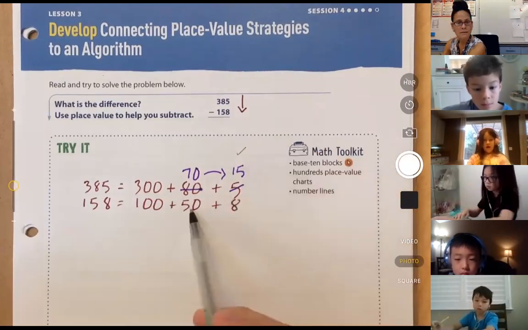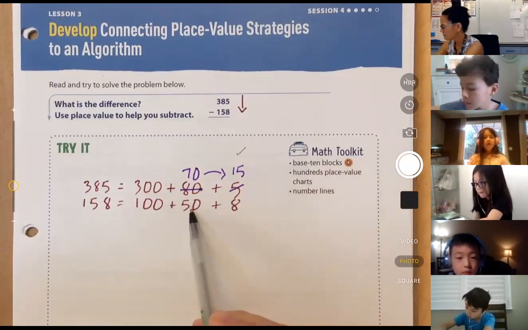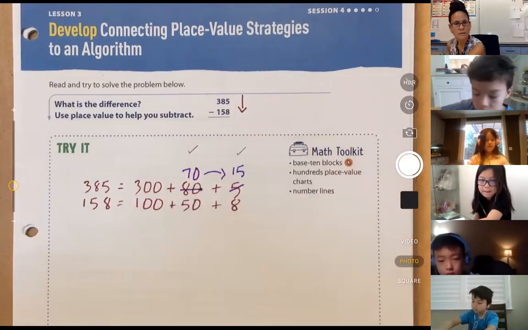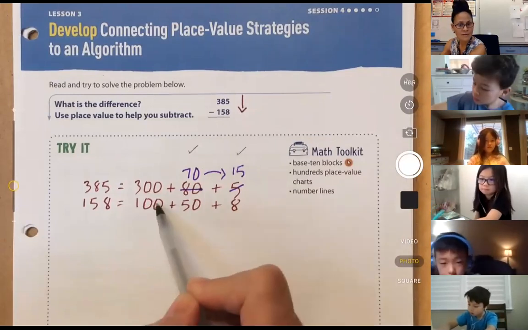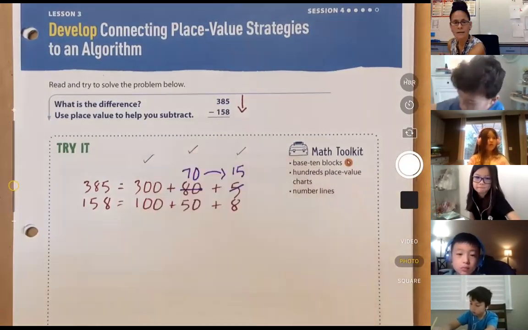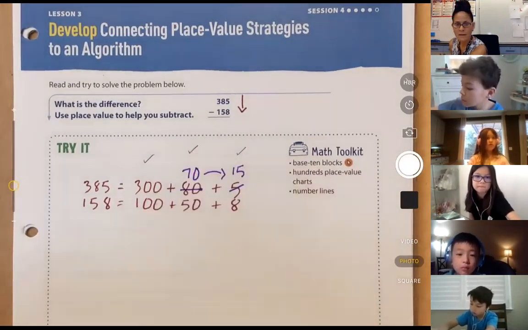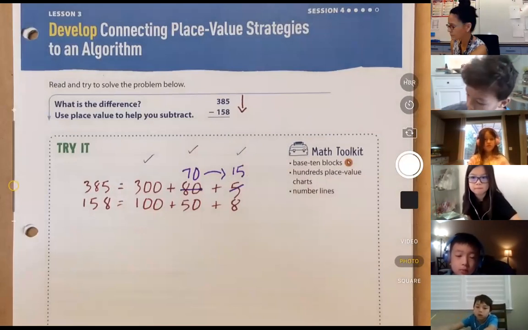Is 70 larger than 50? Excellent. I can move on. Is 300 larger than 100? It is. Excellent. I'm all done. My regrouping is all done. Now I can find the difference.